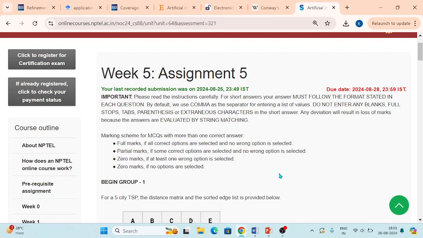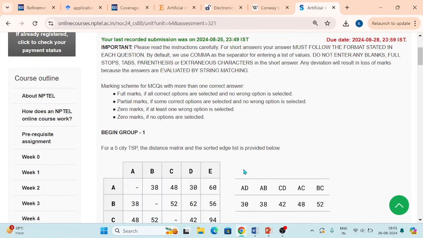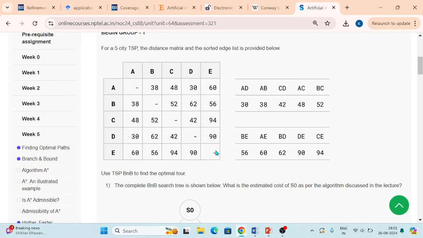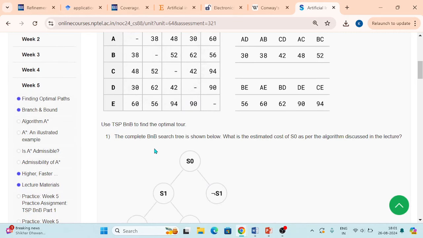While going to the week 5 discussion, the first question is regarding the traveling salesman problem. They have given 5 cities A, B, C, D, E, and all the distances from A to B and so on. The first question is to complete the BNB search tree shown below. What is the estimated cost of S naught as per the algorithm discussed in the lecture?